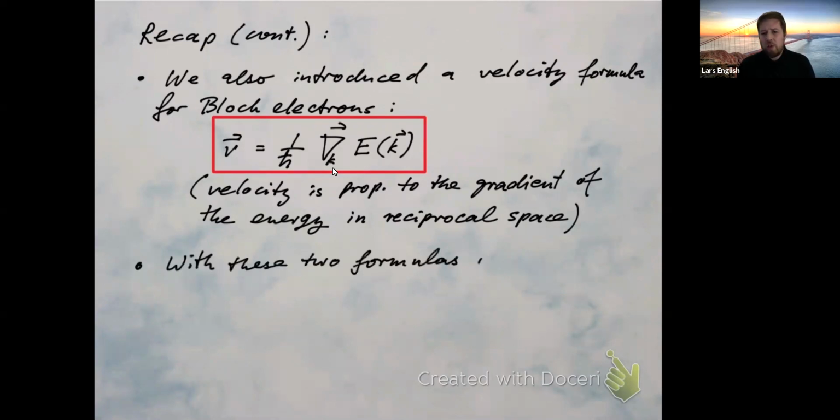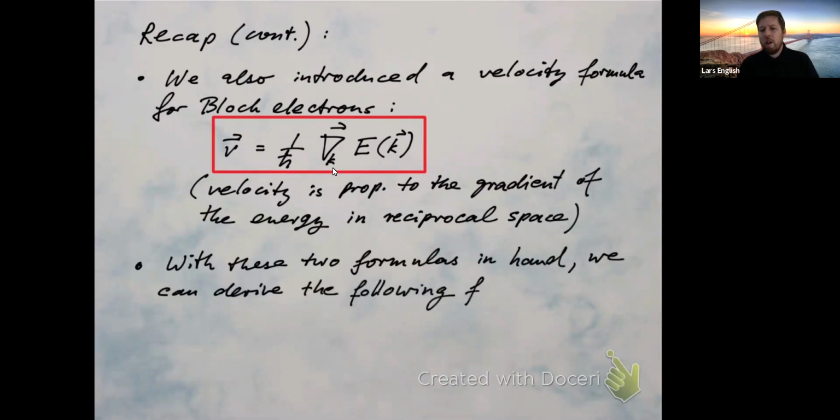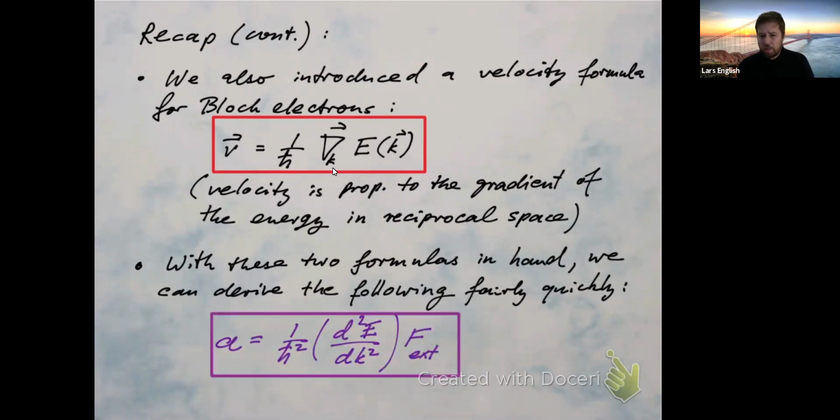Okay, and so with these two formulas, we can derive the following relationship, and we were able to do it fairly quickly, namely that the acceleration that such a Bloch electron experiences can be written in terms of the external force. Remember, this external force is basically an applied force that comes in from the outside. It's not internal to the crystal.